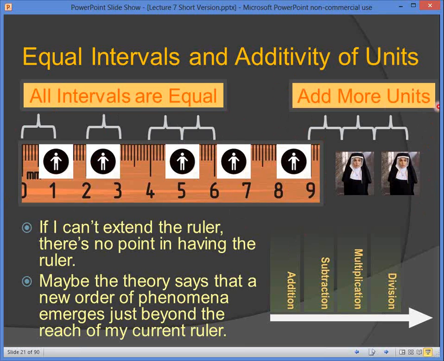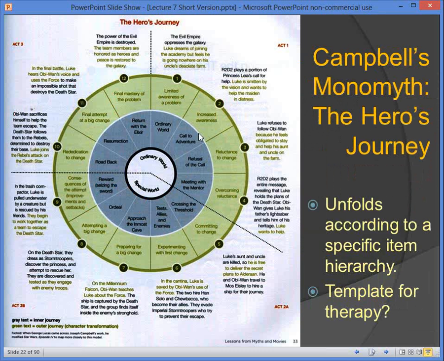You need a way of adding more units. The Rasch model gives us a way of extending our ruler upward. And if you don't have equal units on a ruler, you can ask yourself, well, what is really the point of having the ruler? So the fact that we can extend the ruler and the fact that we have equal intervals between each point on the ruler, these are supposed to be the fundamental properties of measurement according to the Rasch model. And again, you see this idea all over the place.